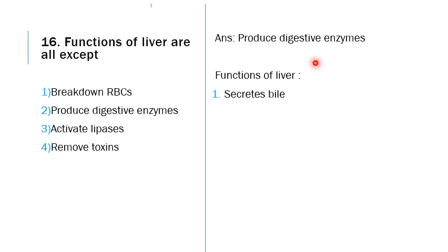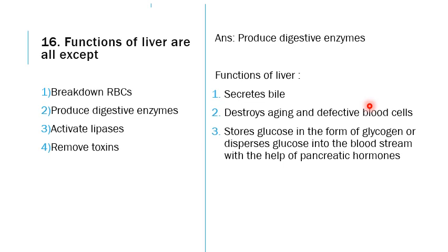We know that it secretes the bile, and the bile is actually a breakdown product of the RBCs. The aging and defective blood cells are broken down. So this also is easy to remember. Then the liver actually stores the glucose in itself. It is a storage container for the glucose.